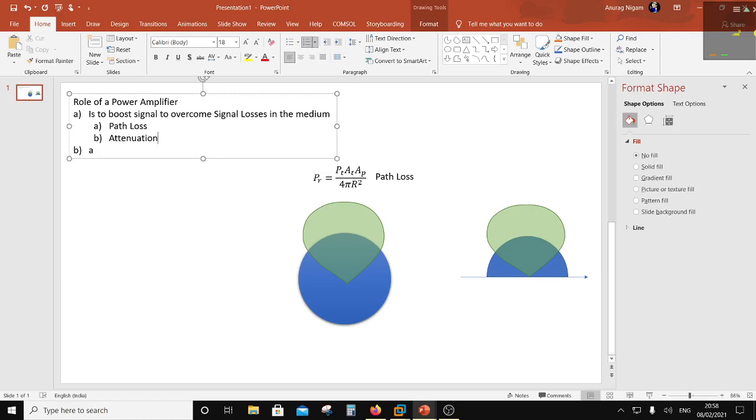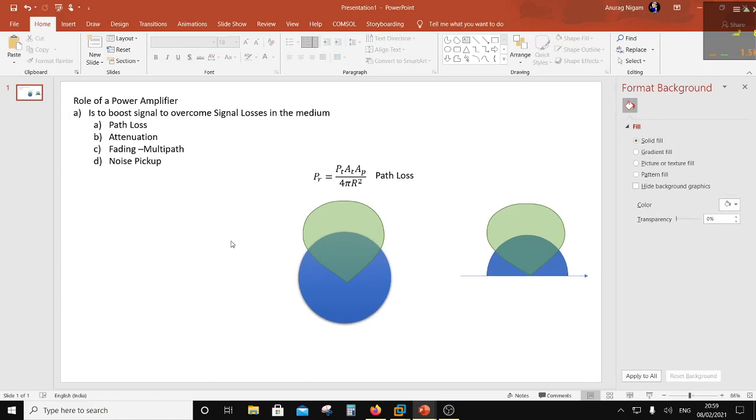The next thing you are going to see is fading, and this fading is due to multipath, right? And the last one is noise pickup. So the power has to be boosted so as to overcome all this. So this is the role of a power amplifier.